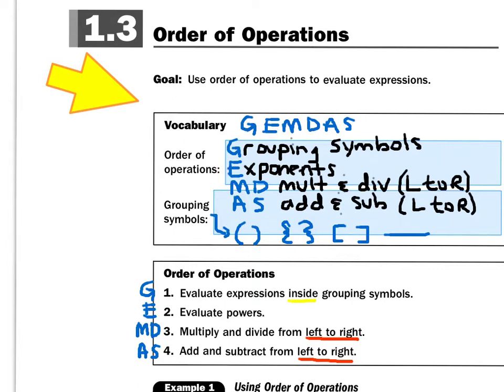That's the E. And then the multiply and divide from left to right. Remember, you don't always do multiplication first. It just matters which one is first when you read the problem like a sentence. So multiply or divide from left to right. And then the last step is to add or subtract from left to right. Okay, and then they write it down here for you as well.